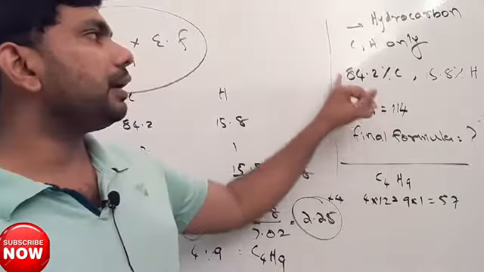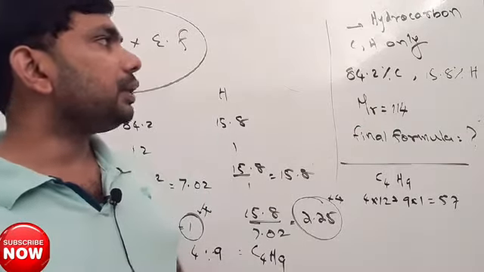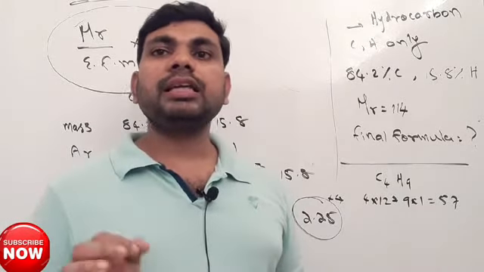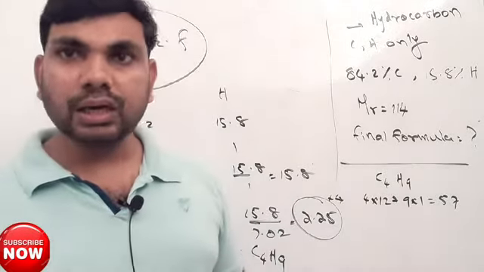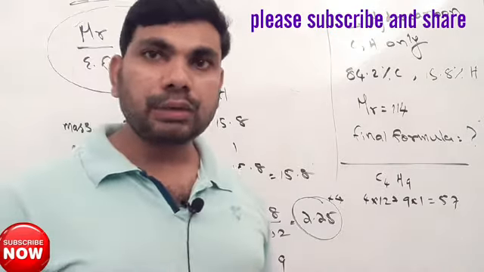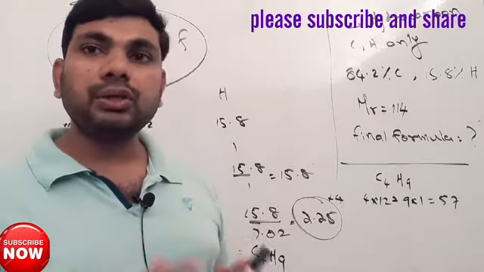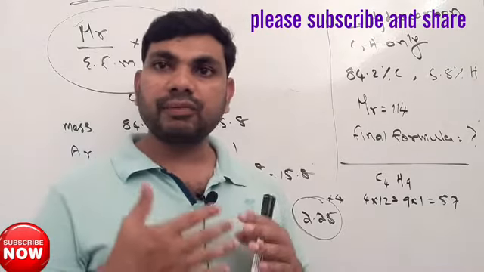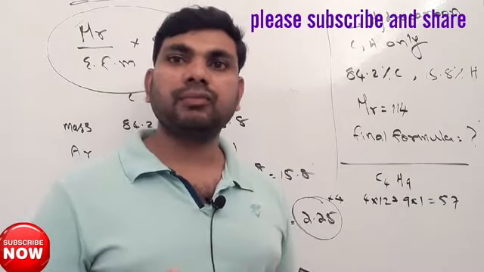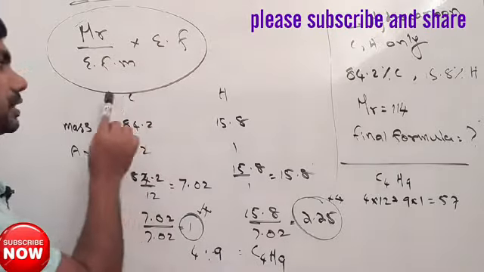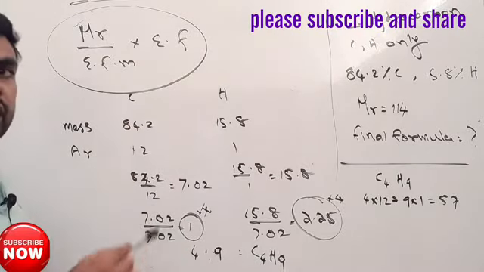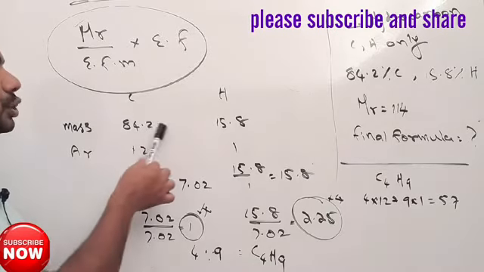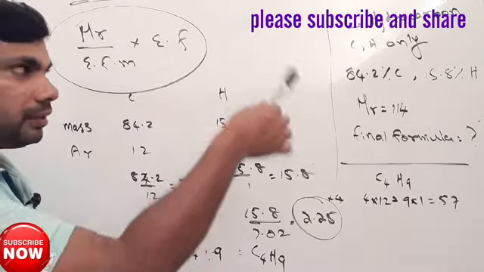Clear? So you have the mass of this compound, and you know the relative atomic mass of carbon is 12 and of hydrogen is 1. You will get it from the periodic table. Using this information you can find the empirical formula. Already we discussed the different steps to find the empirical formula. Here this compound contains carbon and hydrogen, and their masses are given here, 84.2 and 15.8.